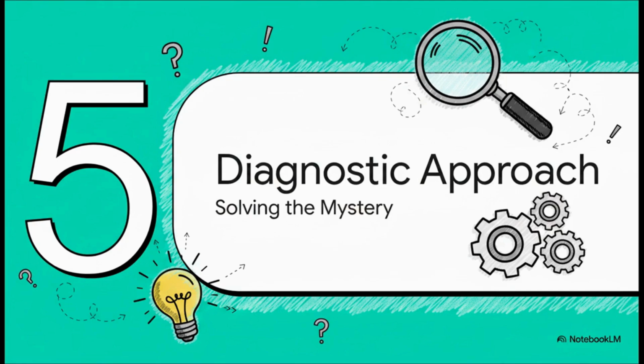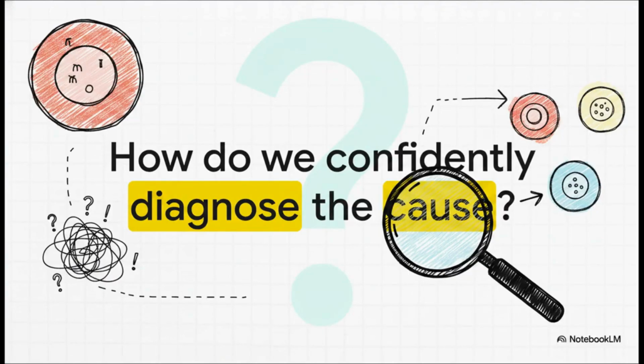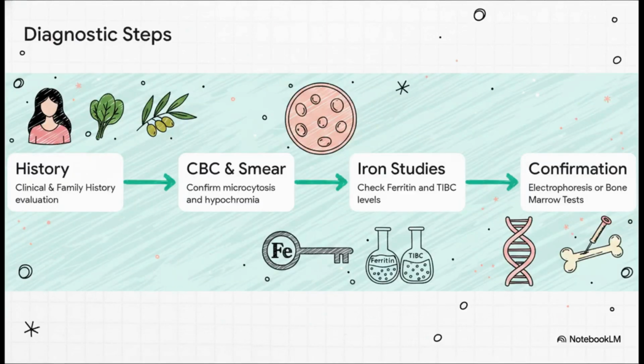So here's the big question. Whether it's iron deficiency, thalassemia trait, or early sideroblastic anemia, the patient is still going to sit in front of you complaining of fatigue and weakness, and they are all going to have a low MCV. So how do we cut through all that noise and confidently diagnose the true underlying cause without just blindly ordering every expensive test in the hospital? Well, we use a strict, stepwise algorithmic approach.